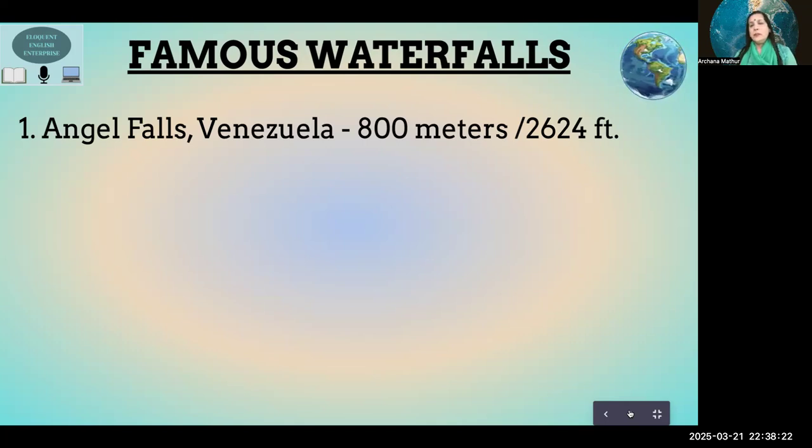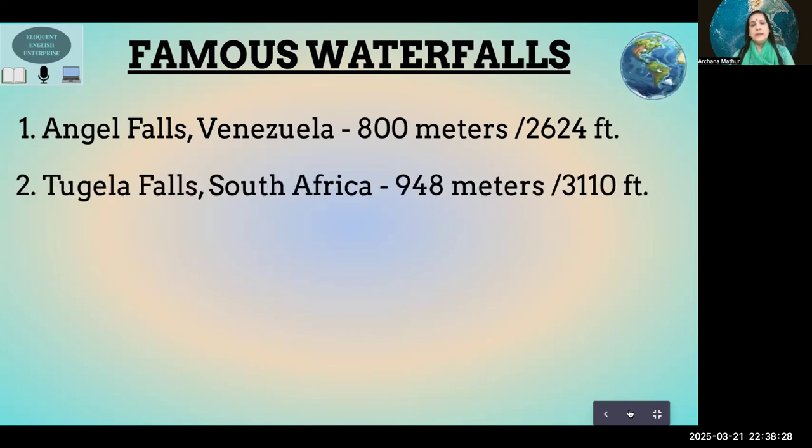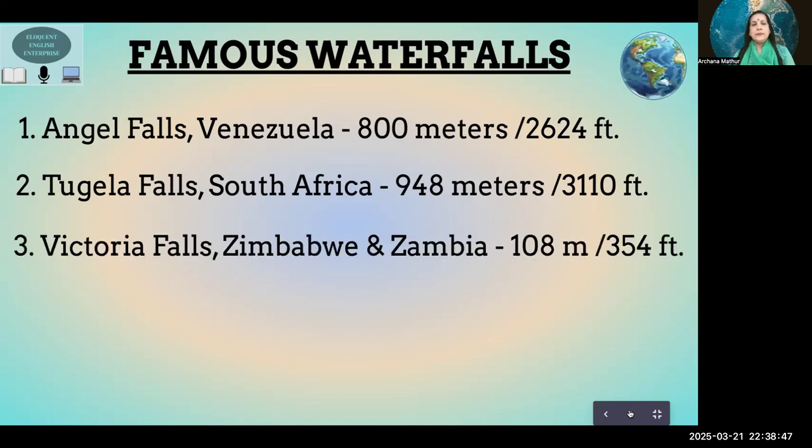Its straight fall is approximately 800 meters, which is 2,624 feet. Then we come to South Africa, the Tugela Falls, which is 948 meters, which is again 3,110 feet. Now, this is not in one go. It is like in a few divisions. First fall, second fall, third fall, that way.